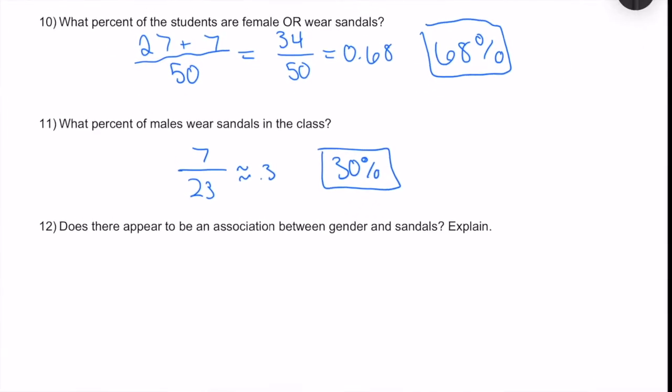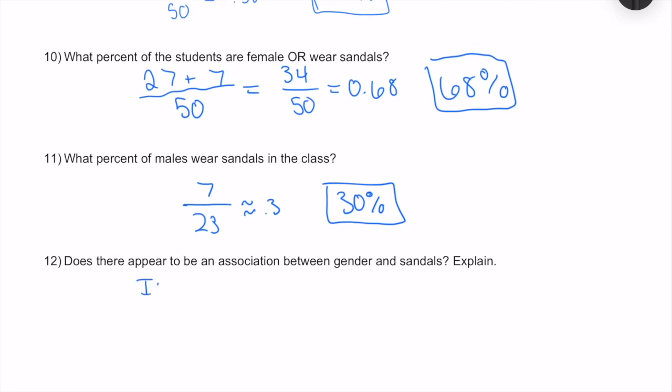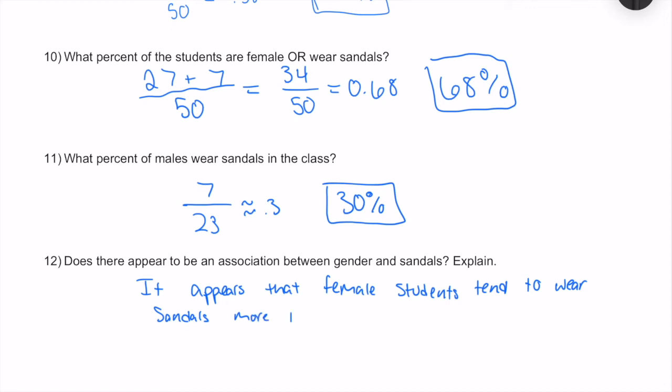So we can say it appears that female students tend to wear sandals more than male students.